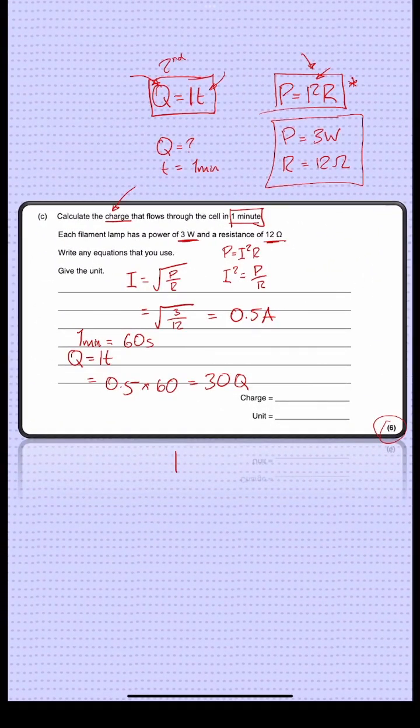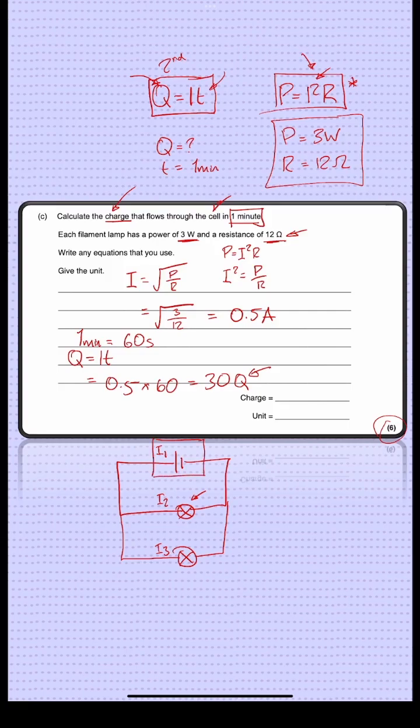So what did we have? We had a cell, then we had 2 bulbs, 1, 2. I think they called this one I1, this one was I2, and this was I3. Okay, so listen carefully, guys. This charge is only through one of the lamps here. So maybe for this lamp, that charge only goes through that lamp, because the question says each lamp has 3 watts and 12 ohms. So the question's asking to calculate the charge that flows through the cell. So the whole thing here.